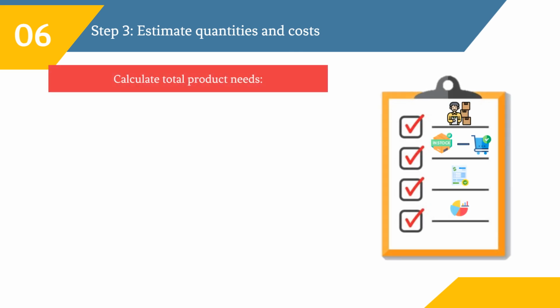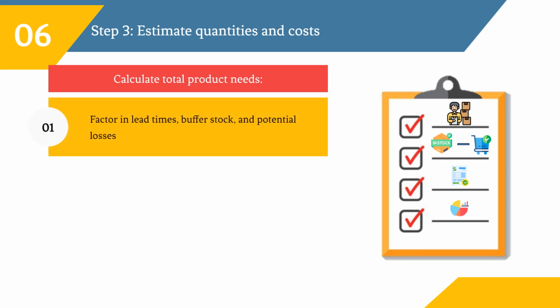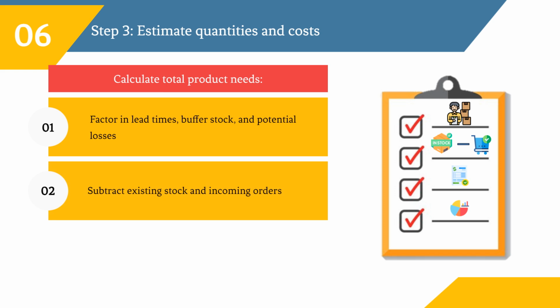Now that assumptions have been built in, it's time to calculate how much of each product you will need and its cost. This is a crucial step to ensure you have enough stock to meet demand and keep the supply chain running smoothly. In step 3, you will calculate the total product needs. Start by determining how much extra stock is necessary to cover lead times and buffer stock. Also, account for any stock that might expire or get damaged before use. Subtract the stock you already have and any incoming orders from this total.